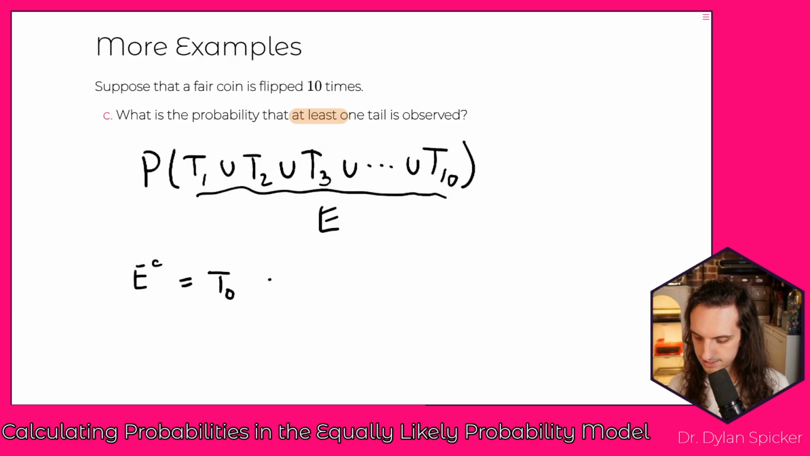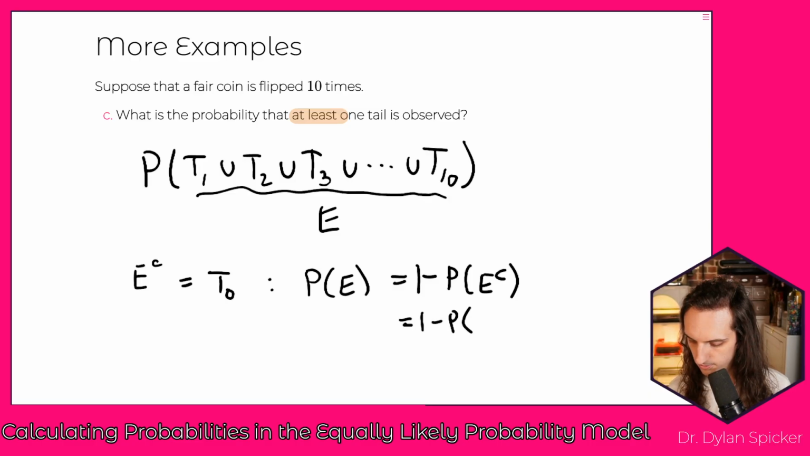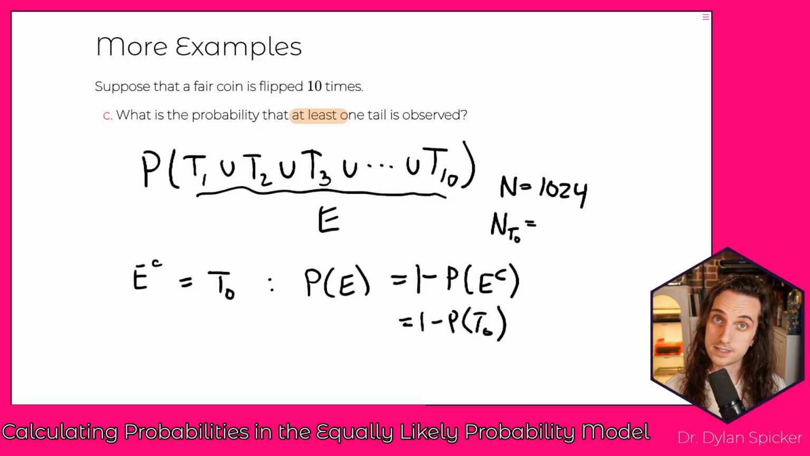And so what we can say is that the probability of E using our complement rule has to be 1 minus the probability of E complement. And so that's 1 minus the probability that you roll 0 tails. And what is the likelihood that you roll 0 tails? Well, in our situation, we know that there are going to be a total number of 1024 sequences of 10 flips. And our question becomes, how many ways are there of rolling 0 tails? In other words, we can do our 10 choose 0, right?